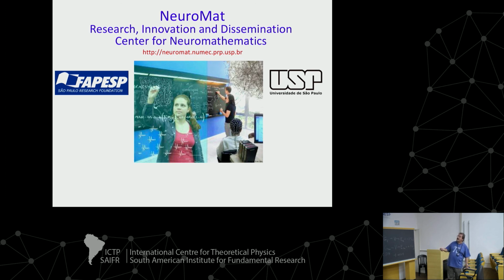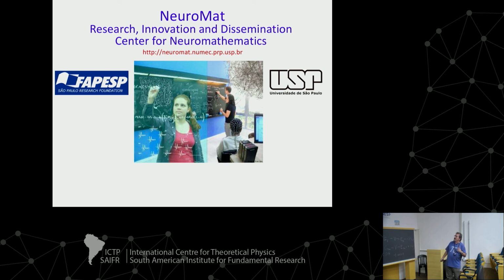Neuromat is a CEPID, or RIDC, which are special projects funded by FAPESP, the São Paulo Research Foundation. They receive budgets of millions of dollars to do research, innovation, and dissemination on a given subject. Currently, I think there are 19 RIDCs or CEPIDs in the state of São Paulo. Most of them are based at University of São Paulo, some of them at Unicamp, and some of them at UNESP. I don't know if there are any at UNESP. I don't think there are any at the moment.